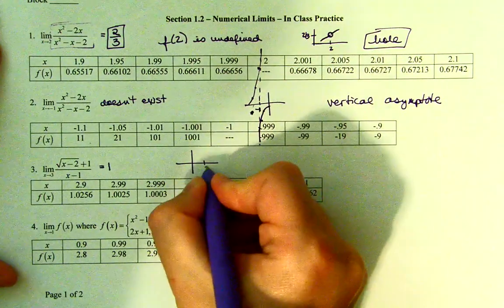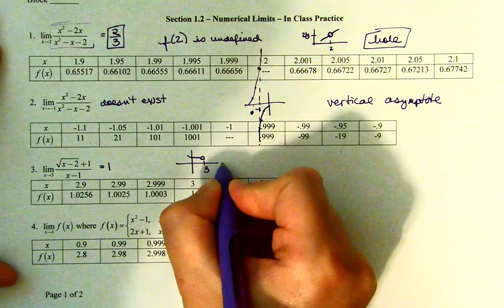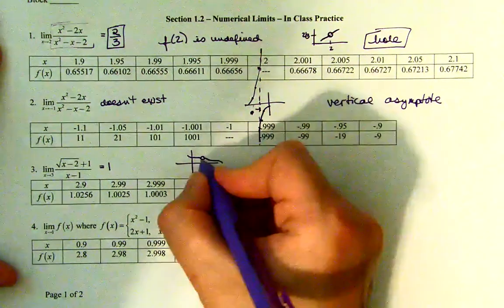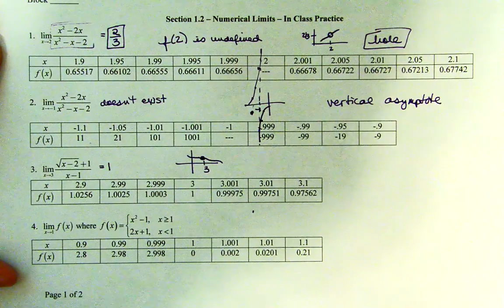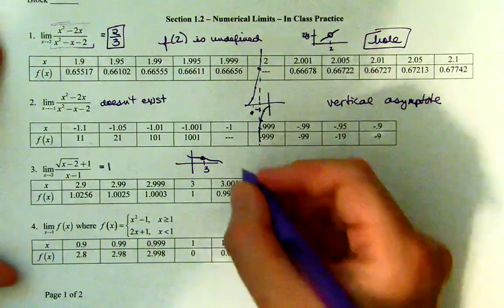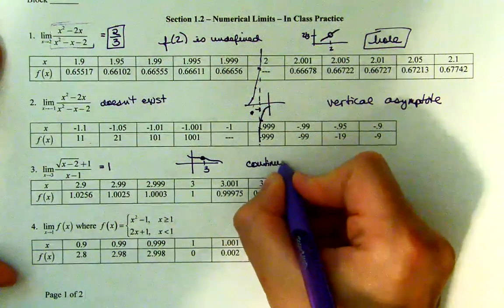So it's kind of like, let's see, I'm getting close to 1 there, getting close to 1 from the other side, and f of 3 equals 1. Kind of like what I had in number 1, but filled in rather than an open circle there, which means my graph is continuous at x equals 3.